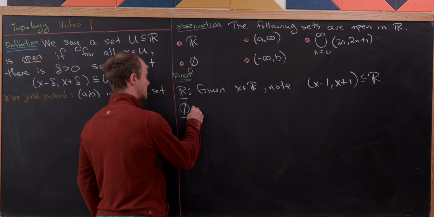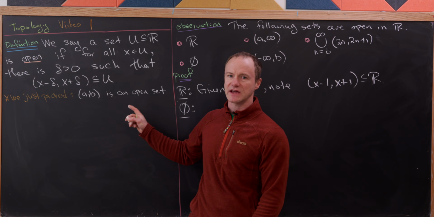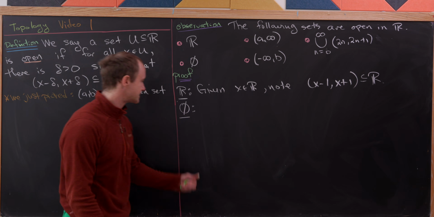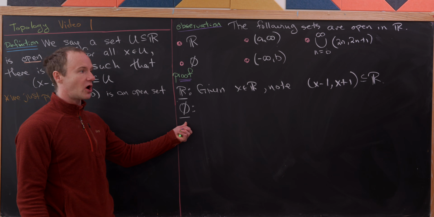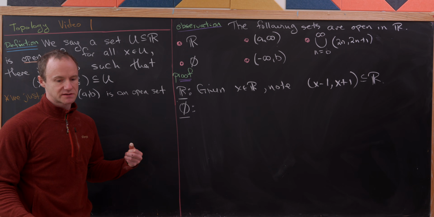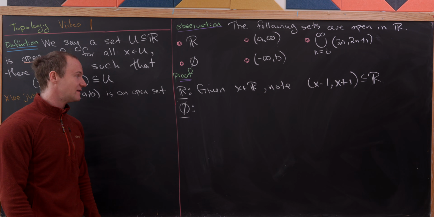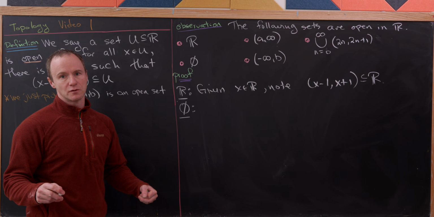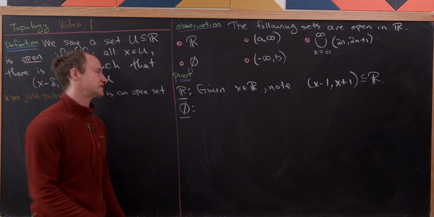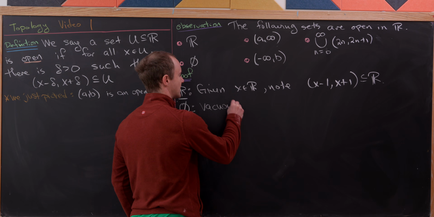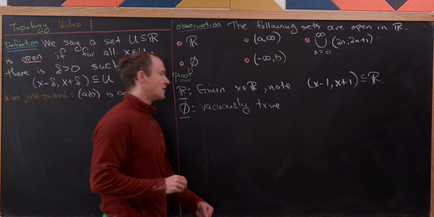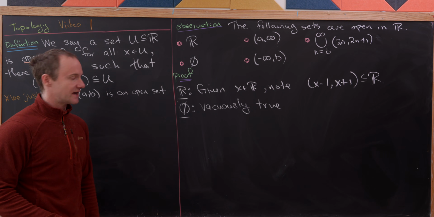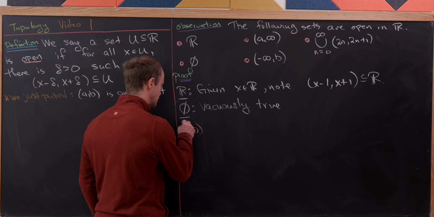Okay, so now let's move on to the empty set. Now let's carefully look at our definition over here. It says, for all x in U, there is a delta bigger than 0 such that some stuff happens. But to show that this is open, we need to show for all x in the empty set, some stuff happens. But observe that there are no x values in the empty set. But what that means is our condition over here is so-called vacuously true, because we can't set up the conditional, so we consider it to be a true statement. So really there's nothing to do here, and like I said, this is just vacuously true. Or I guess I should say the condition over here is vacuously true, and thus the empty set is an open set.